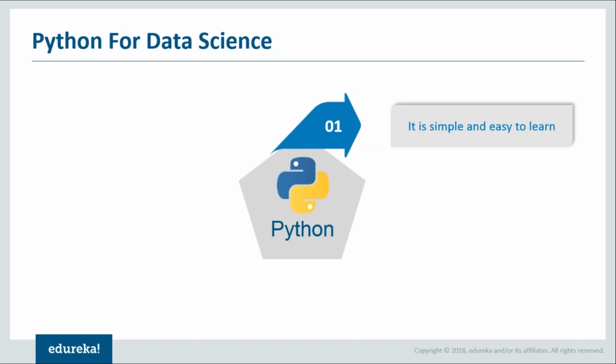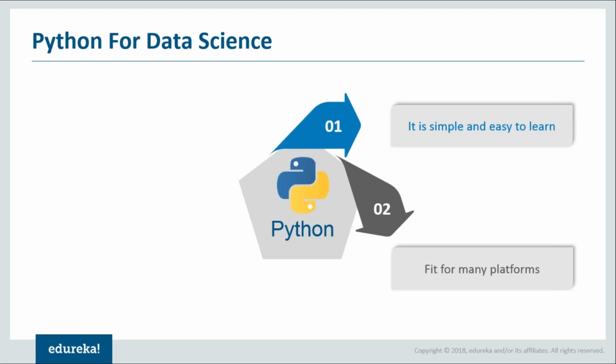First of all, it is simple and easy to learn. It's a very powerful language and it closely resembles the English language. Furthermore, in Python, you don't have to deal with complex syntax like you used to do in Java or any other programming language. Next, it is fit for many platforms. Python allows you to perform cross-language operations seamlessly. Python is supported by most of the platforms, ranging from Windows, Linux, Macintosh, Solaris, and many more like these.